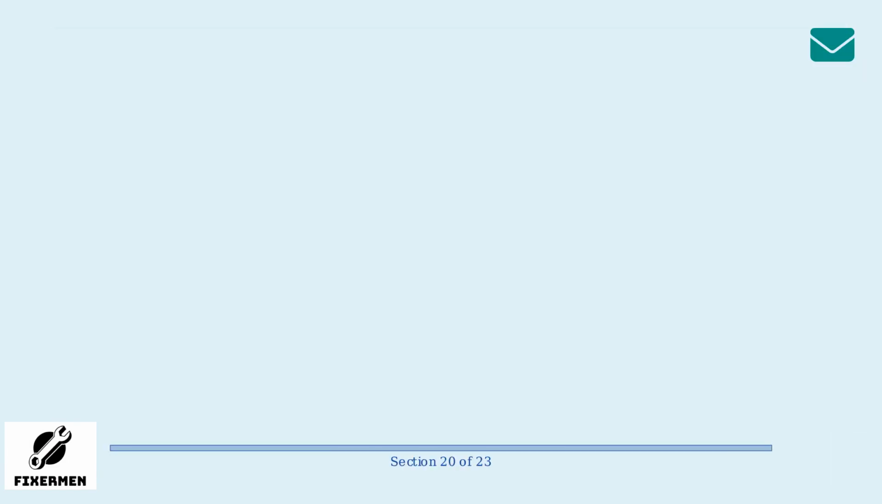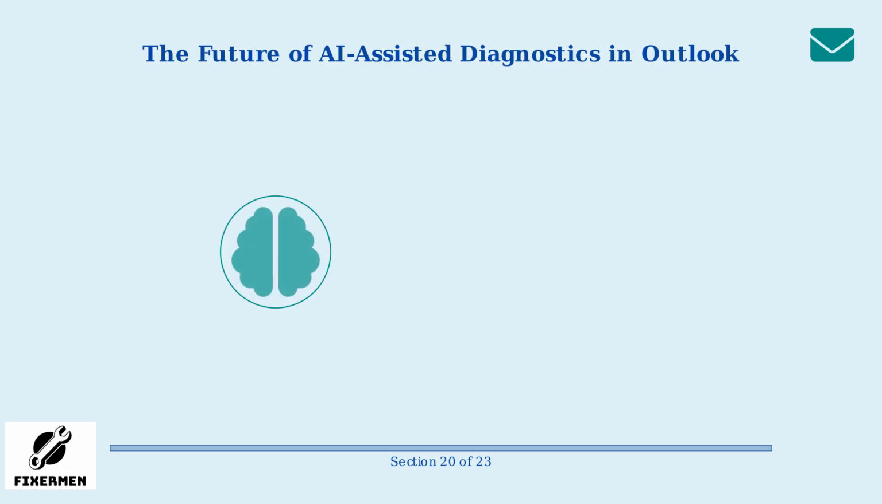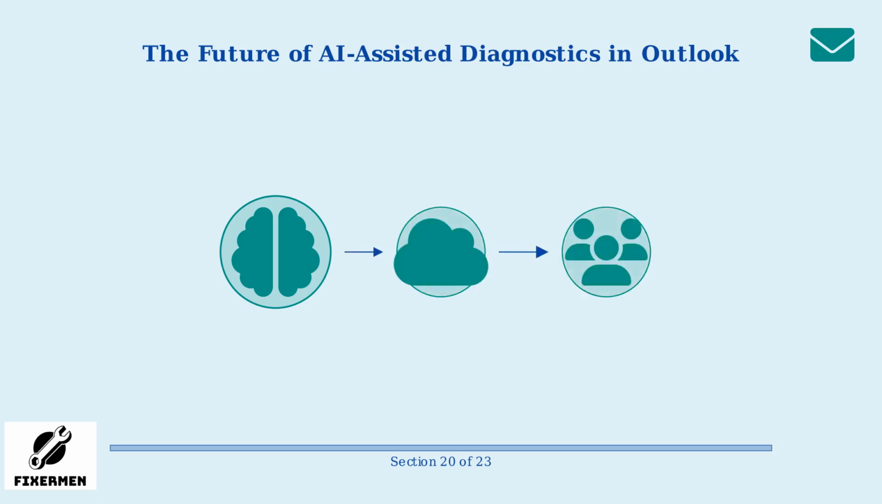By 2028, expect AI to autonomously troubleshoot and fix sync failures in Outlook. AI-assisted diagnostics are becoming standard, proactively addressing issues and reducing the need for manual intervention. Microsoft is pushing Outlook towards seamless integration with Azure and Teams, reducing reliance on local downloads and increasing AI-driven fixes.